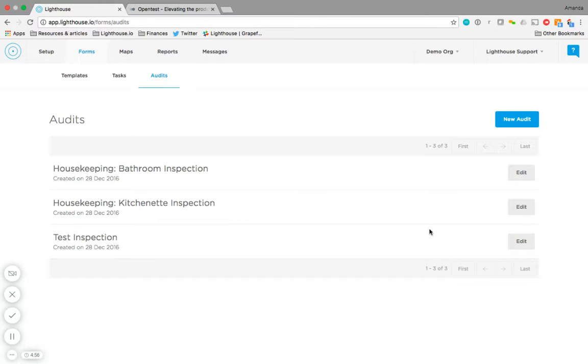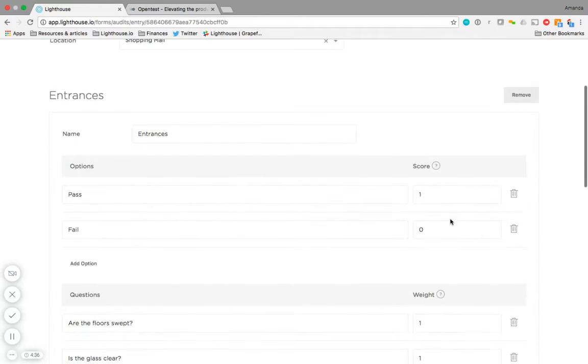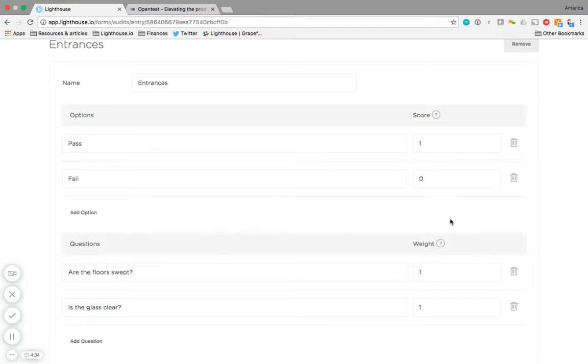We've gotten the question a few times on how audits work, and specifically what's the difference between scores and weights. So I thought we'd walk through an example and clarify that a bit. Now, if you watched our creating an audit video, you will remember setting up our test inspection. If I go into my test inspection to edit it, I can take a look at the options that we've set, the scores we provided, and the weight of each question.